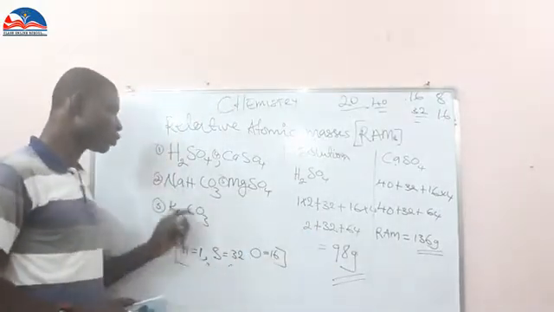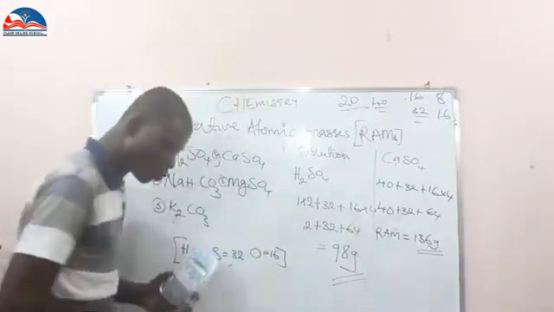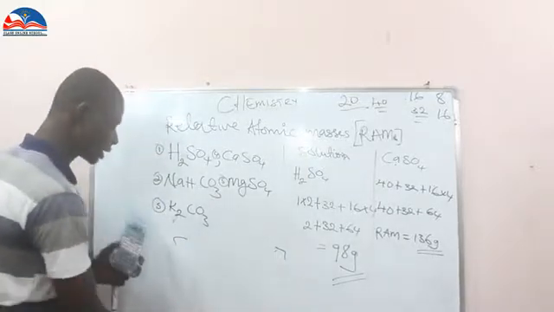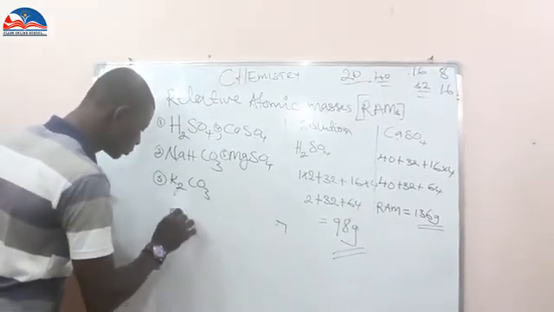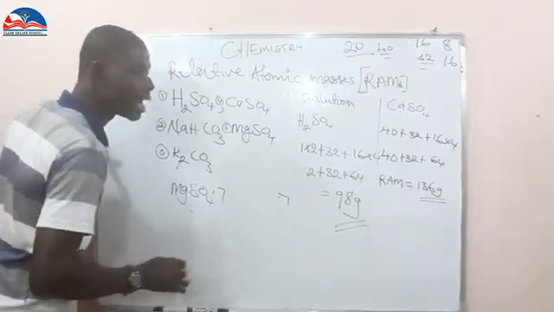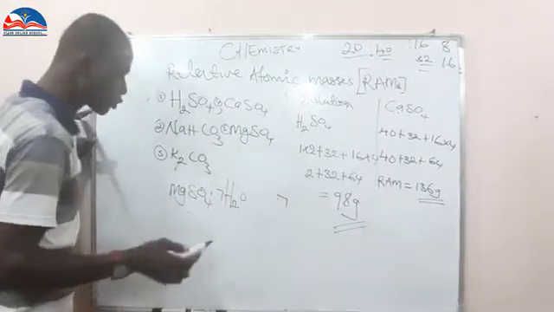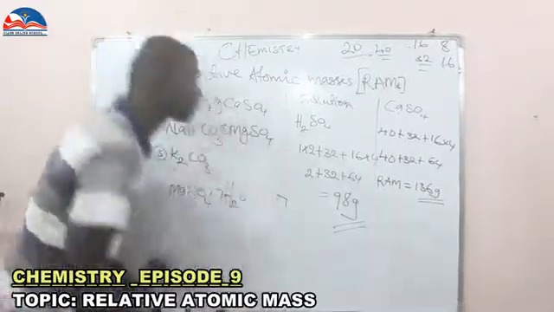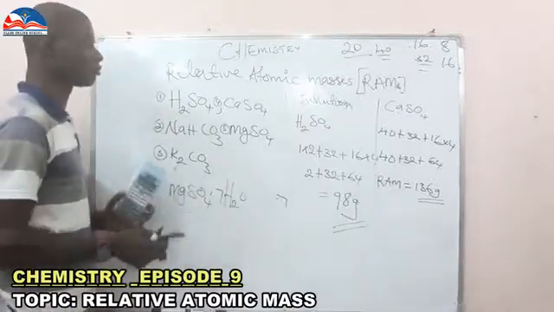Now, let us do this higher one, because I will give you some cases. You will see a type like this. You have something like magnesium tetraoxosulfate 6 heptahydrate. That is what to call it. Magnesium tetraoxosulfate 6 heptahydrate. Now, in this heptahydrate, how do you solve the relative atomic mass also?